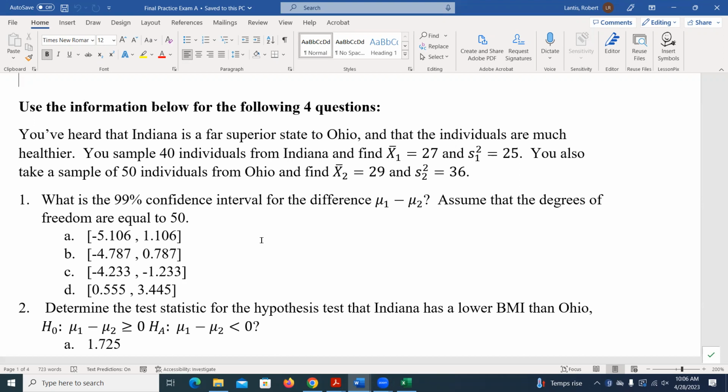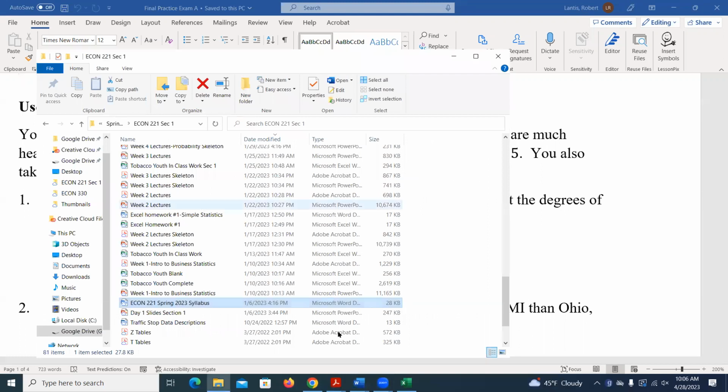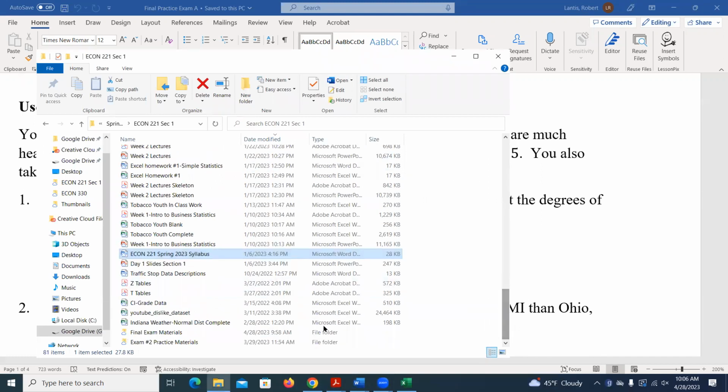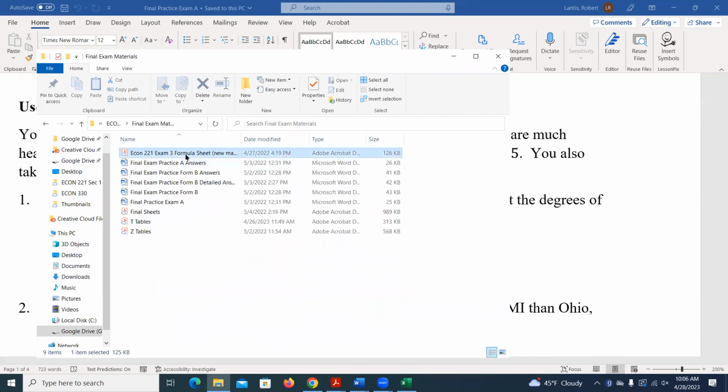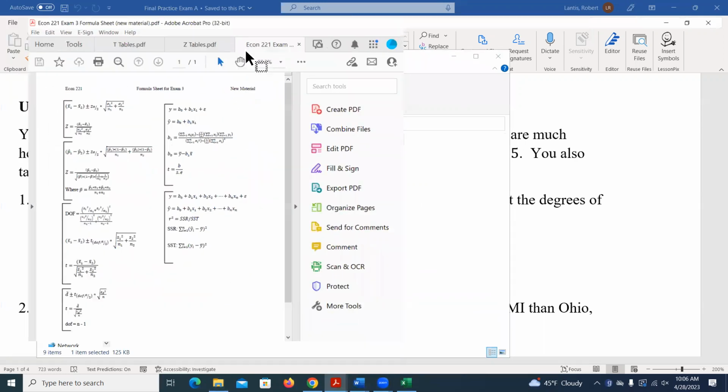Anytime I only have sample variances, which is also when we're looking at these matched pairs or mean difference examples, that's where we'll use the student T. So I pulled up everything except for the formula sheet. So if we look at that formula sheet, right?